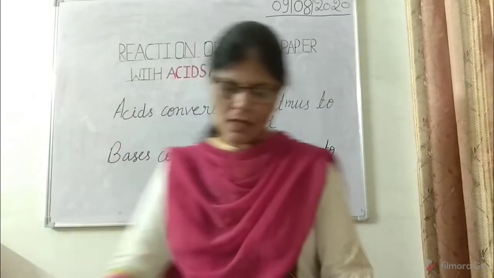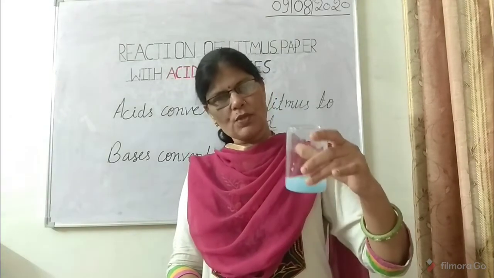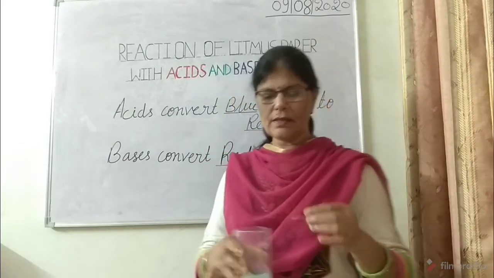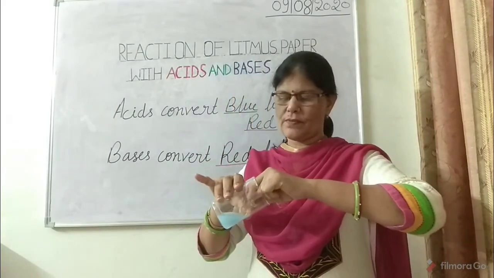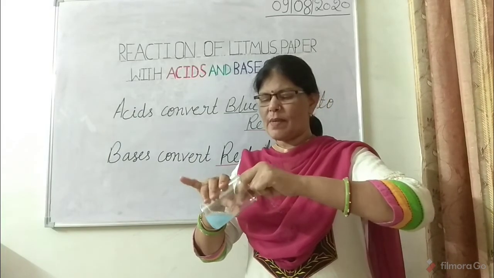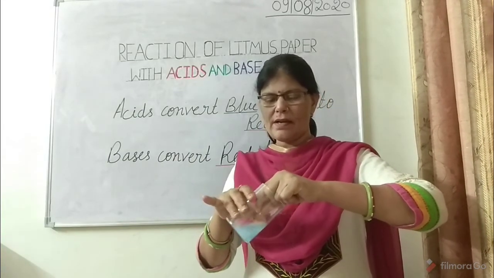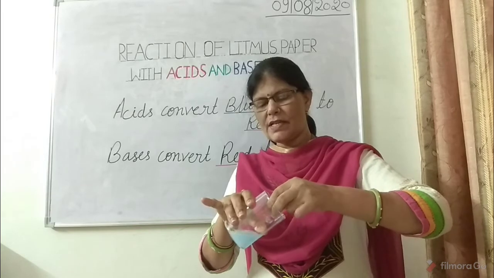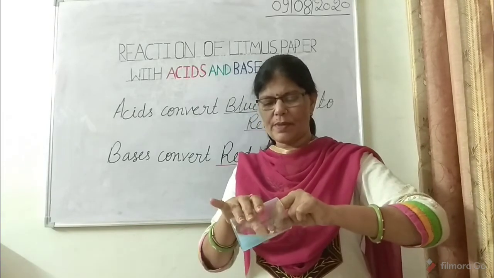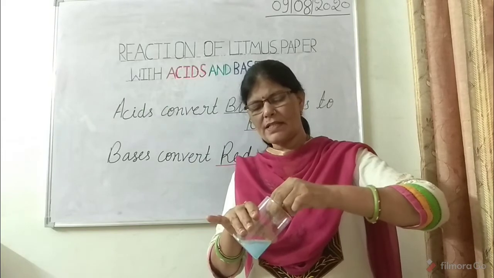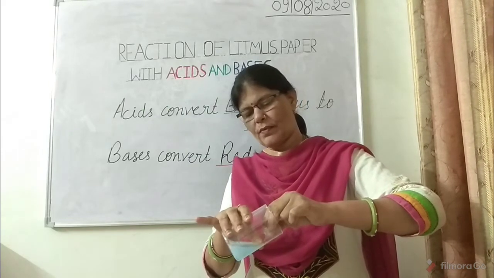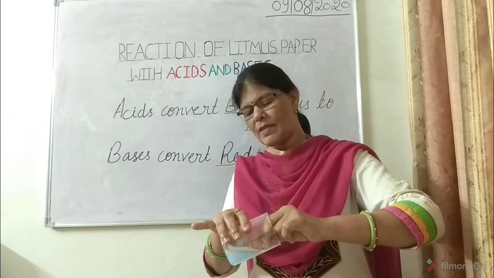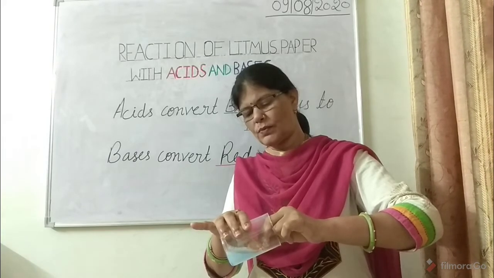Next is our soap solution. So this is our soap solution and let us check with the red litmus paper. I am dipping the red litmus paper in this soap solution, and after dipping for some time I can see the change in the color of the red litmus paper. Its color is getting changed into blue.